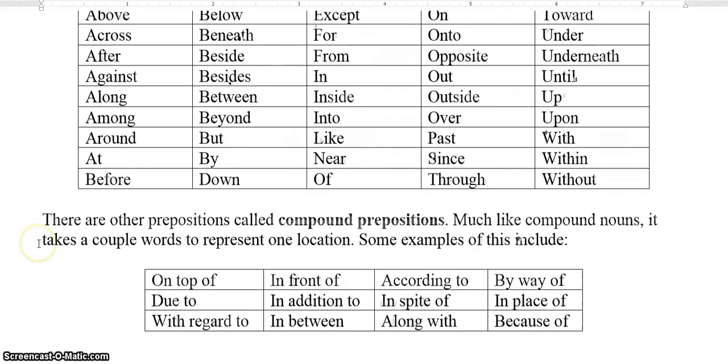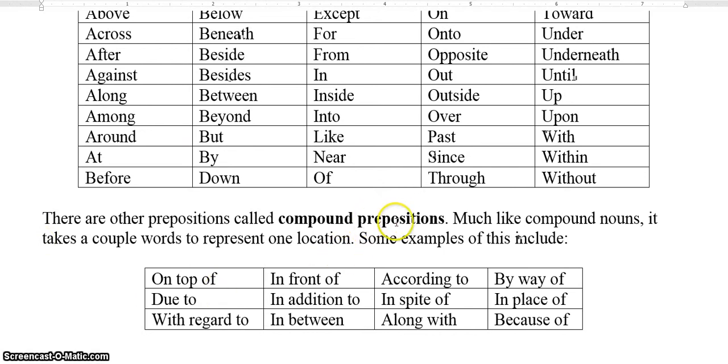There are other prepositions that are called compound prepositions. If you remember, we have compound nouns as well. And much like the compound nouns, it takes a couple of words to represent one location. That's why they're compound prepositions. So some of these examples are like on top of. It's one location. But you have on and you have of. So a compound preposition, it's 3 words, but it represents one place. That's why it's a compound preposition.